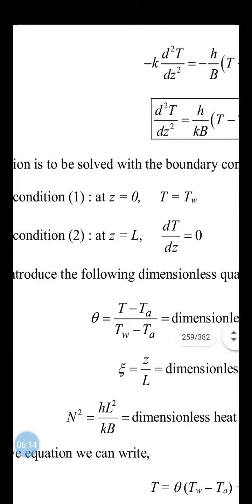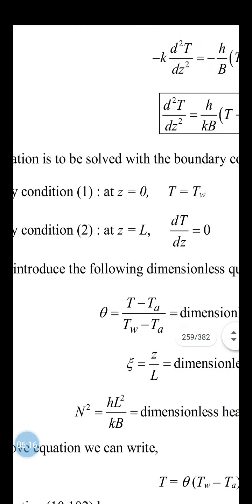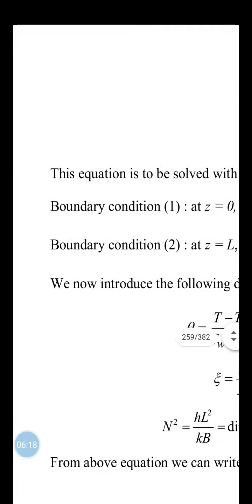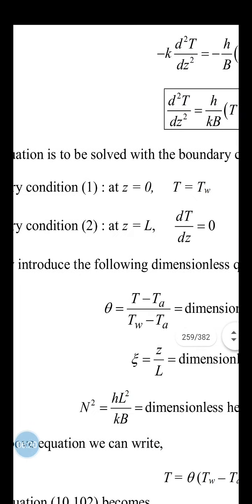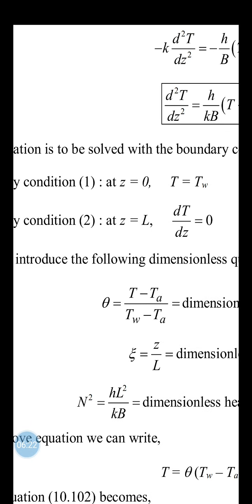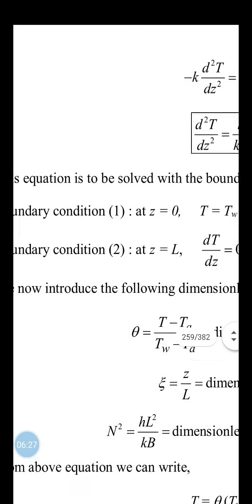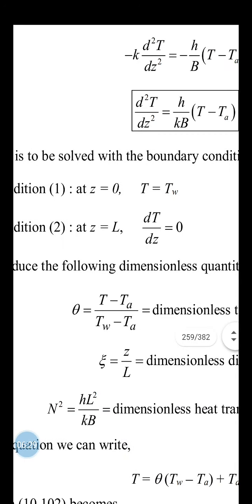Now we are introducing the boundary conditions and two dimensionless numbers. The first boundary condition is at z equal to 0, which means the wall surface, where the temperature will be Tw. The second boundary condition is z equal to L, which is this corner, where you can write dT by dz is equal to 0. What does it mean? It means the temperature remains constant.